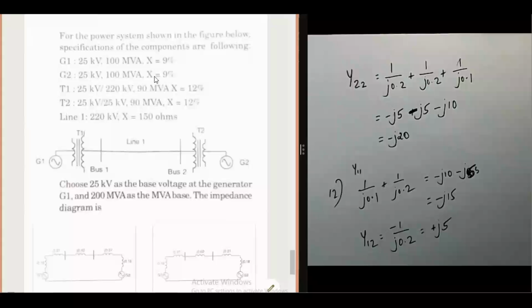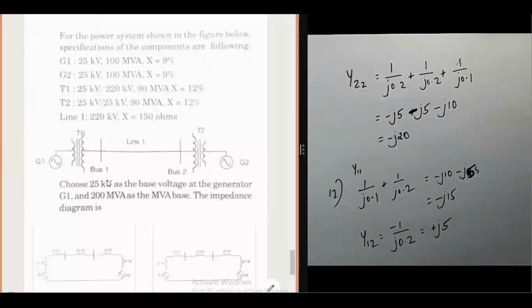Then 14th problem. For a power system shown below, specifications of components are as follows. G1 25 kilovolt, 100 megavolt ampere, X is equal to 9%. G2 25 kilovolt, 100 megavolt ampere, X is equal to 9%. T1 25 kilovolt per 220 kilovolt, 90 megavolt ampere, X is equal to 12%. Here all the data are given. The line diagram is also given.